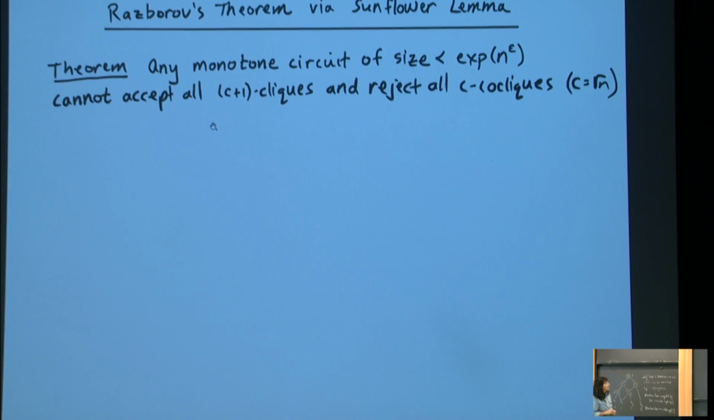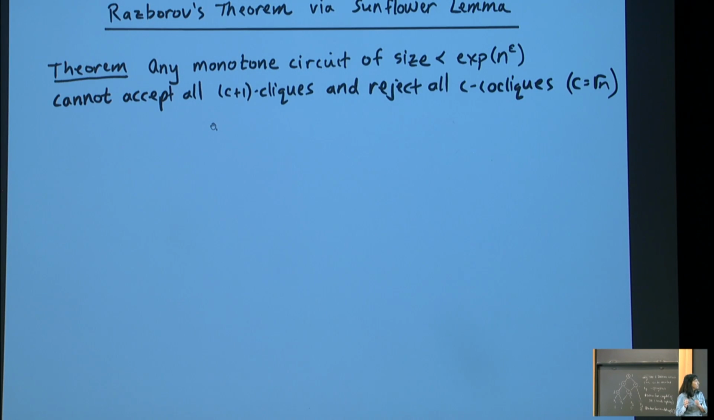So again, we have a monotone circuit, so it looks like this, but it doesn't have any negations. And we want to show that any monotone circuit that's too small, of size less than 2 to the n to the epsilon for some epsilon, can't compute clique. We're going to prove this by coming up with a set of 1 instances, which are graphs that have cliques of size c plus 1 in them. In fact, that's all they'll be: graphs just consisting of a clique of size c plus 1.